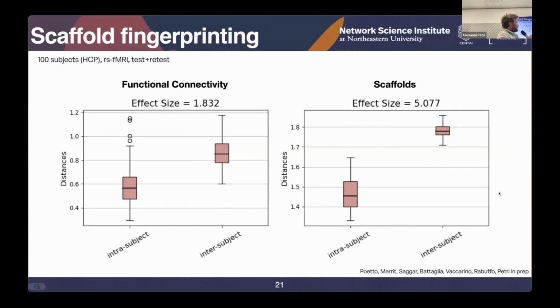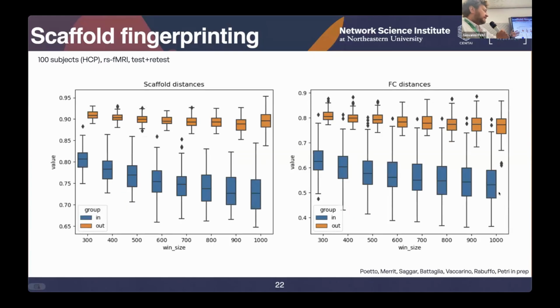To be fair, it's not that functional connectivity is bad. It's just that the scaffold is so much better. This, of course, generalizes for different window sizes. You remember, I said there are multiple things you can say. It doesn't really matter. The effect is always there. So it seems that these scaffolds are extracting something that is extremely powerful in identifying your case and subject.